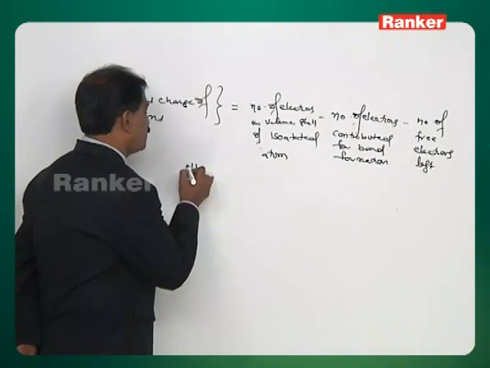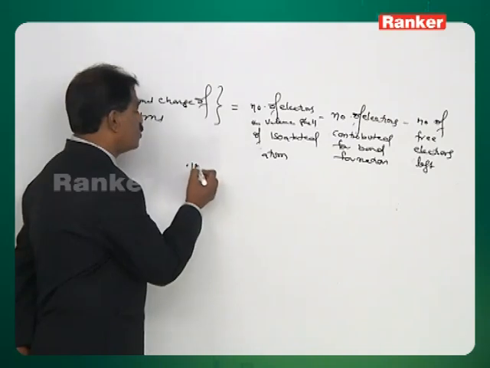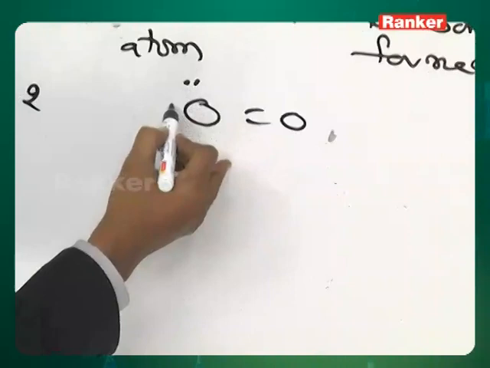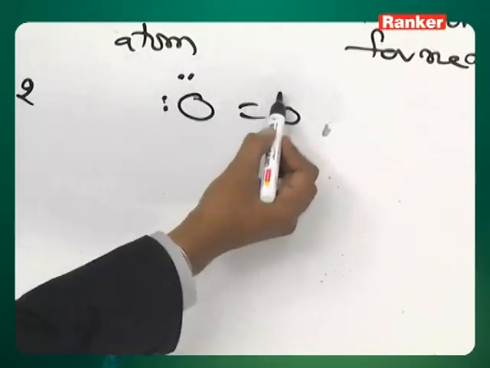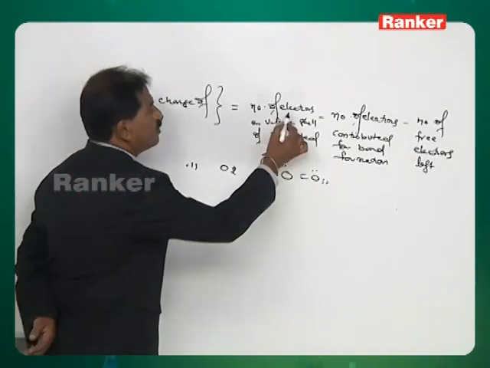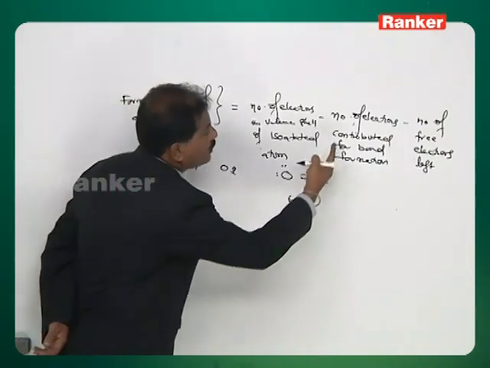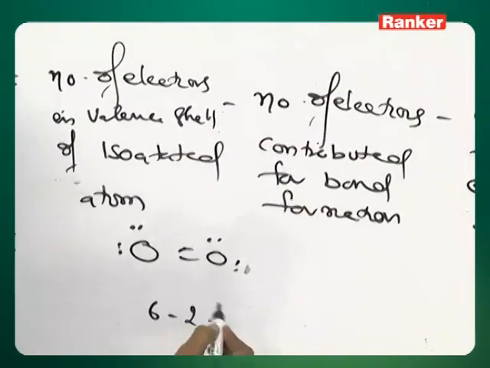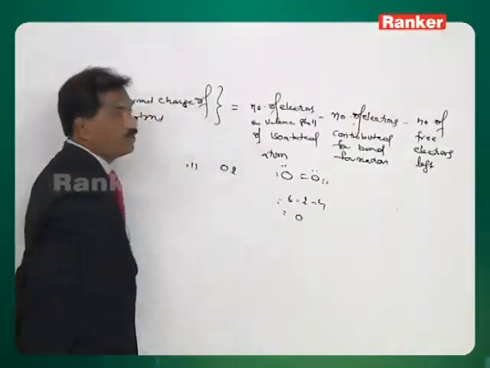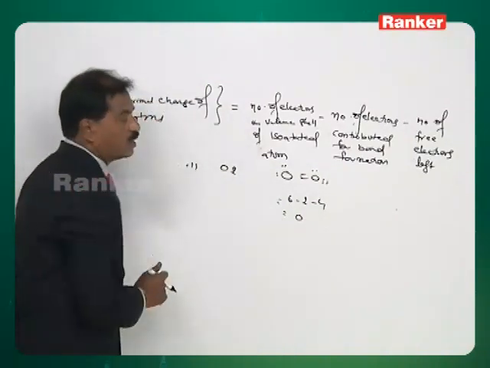Let us say, for example, first let us apply this principle for the calculation of the formal charge of oxygen present in the O2 molecule. So this is the O2 molecule. Here one lone pair, another lone pair; that means at each oxygen, 2 lone pairs of electrons are present. Number of electrons in the valence shell of the isolated atom, 6. Minus number of electrons contributed for bond formation, 2 electrons. Number of free electrons left, 4. Therefore, the charge left over the oxygen is 0. So this is the actual charge carried by each oxygen atom in the O2 molecule.